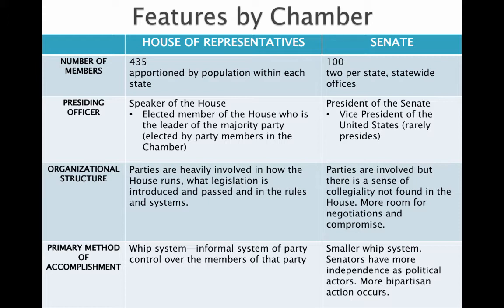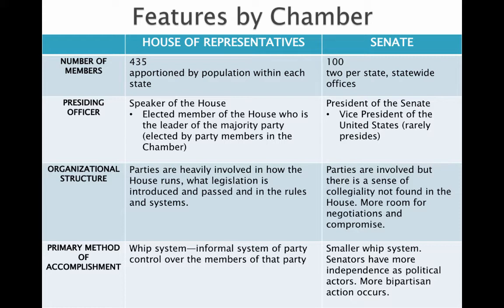If you remember back to our discussion of the Connecticut Compromise or the Great Compromise, that was one of the defining features of our convention, was that we would end up with two chambers. The House of Representatives, which is apportioned by population, and we currently have 435. In fact, it's capped there, for now at least. And the Senate, which is 100, two per state. Those are statewide offices. And the House of Representatives have districts within each state. There are so many districts that are congressional districts.